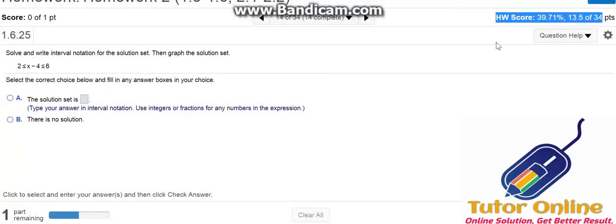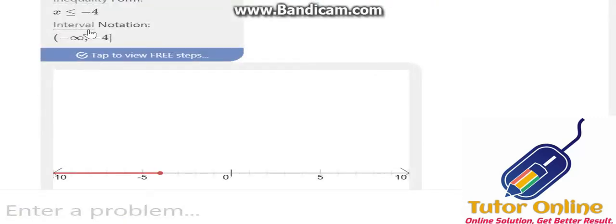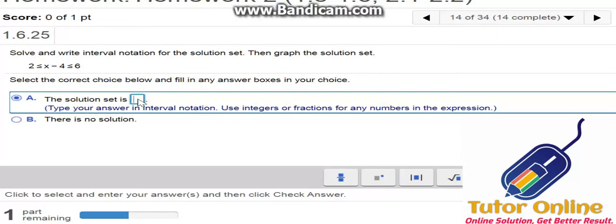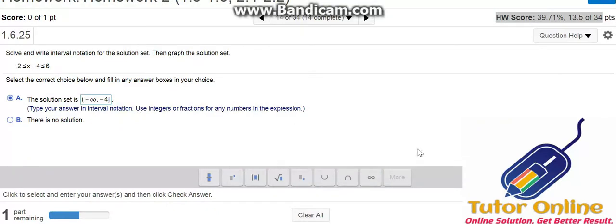Homework score. Solve and rewrite the interval notation for the solution set, then graph the solutions. We will rewrite it. What's the expression? 2 is less than or equal to x minus 4 is less than or equal to x. When we rewrite it, it will be x is less than or equal to minus 4, and our interval notation will be minus infinity to minus 4. Our graph will go from minus infinity to minus 4, and minus 4 is included. So let's check our first part.